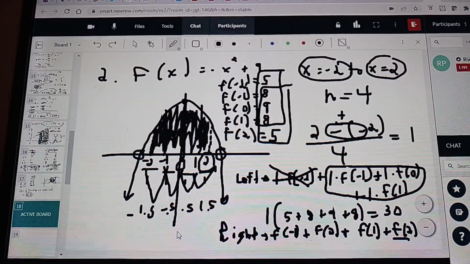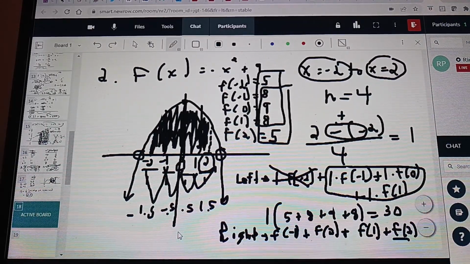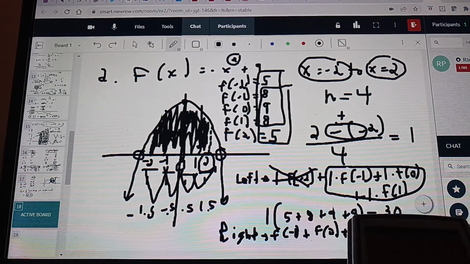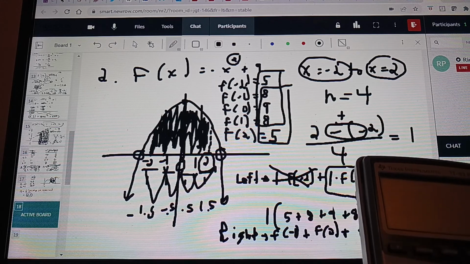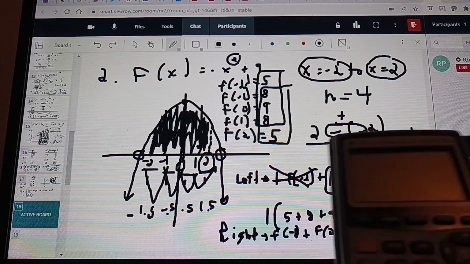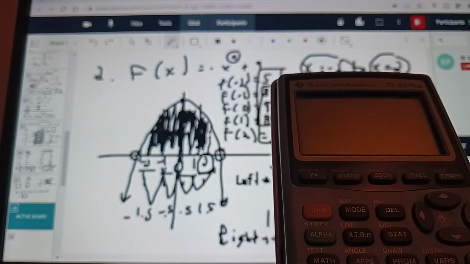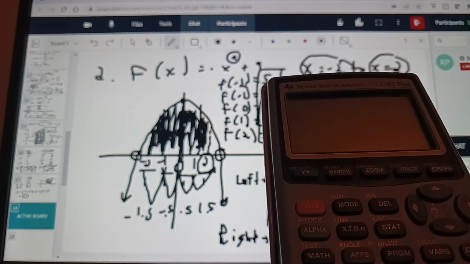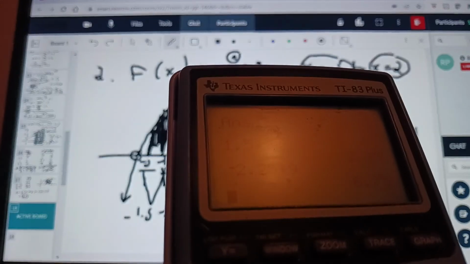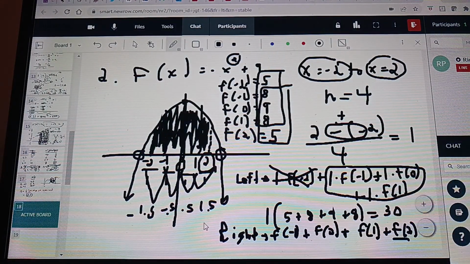Whatever f of -1.5 plus f of -0.5 plus f of 0.5 plus f of 1.5 adds up to, that's the midpoint approximation. And because we're squaring the numbers, 1.5 squared is the same thing as -1.5 squared. So once I do either 0.5 or 1.5, I'll have the other answer at the same time. So 1.5 squared is 2.25. And then if you make it a -2.25 and add 9, that's 6.75. So f of 1.5 and f of -1.5 will both have an answer of 6.75.